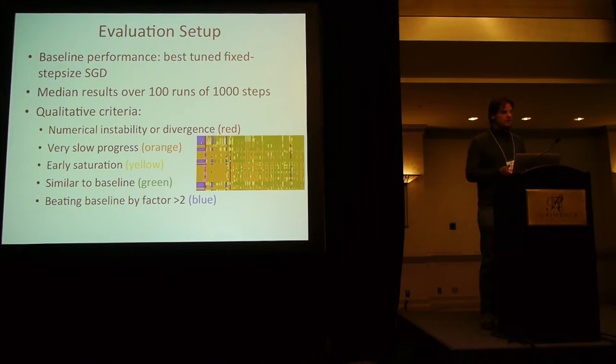And that's in orange. Another failure mode is early saturation. So if within those 1,000 steps we already observe that the algorithm has stopped making progress, then we'll mark that in yellow. And then green is everything that's fine. All of the algorithms that are doing reasonably well are marked in green. And then in blue, if the algorithm is actually substantially better than the best human-tuned baseline.